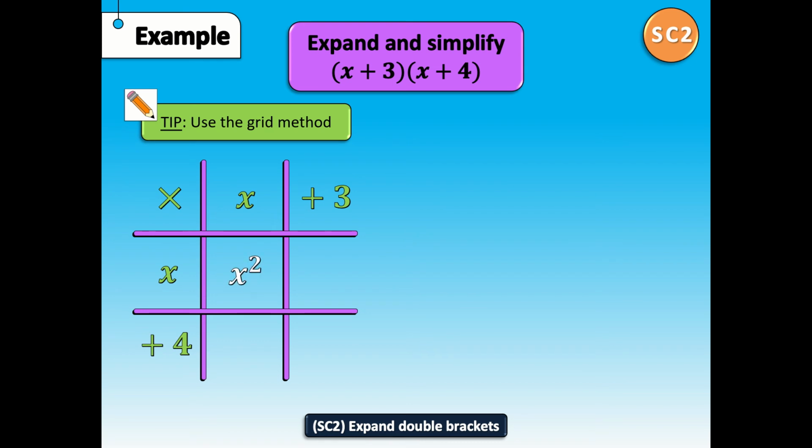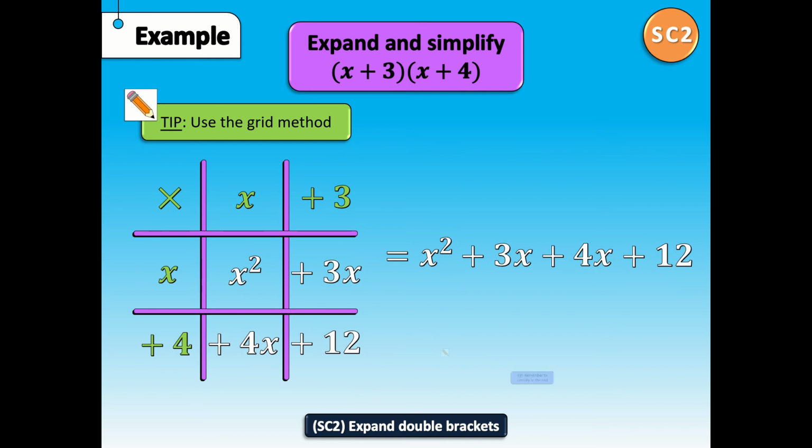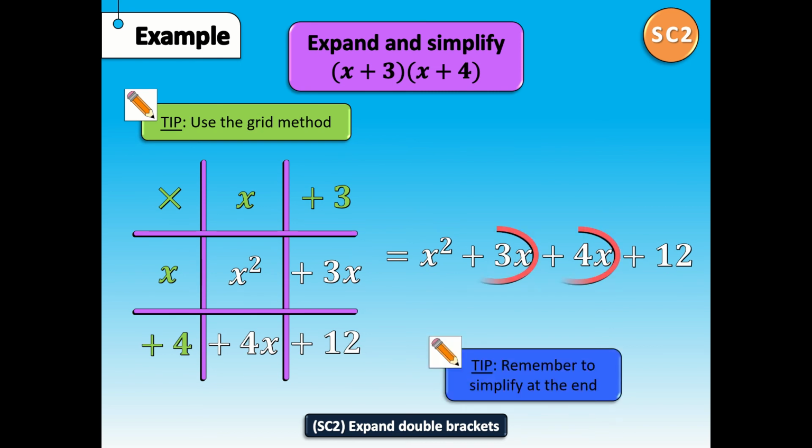So x times x is x squared. X times 3 is positive 3x. X times 4 is positive 4x. And 4 times 3 is positive 12. So now we've multiplied everything, we need to simplify it. And we can simplify the x's. So 3x plus 4x would be 7x. So our final answer is x squared plus 7x plus 12.